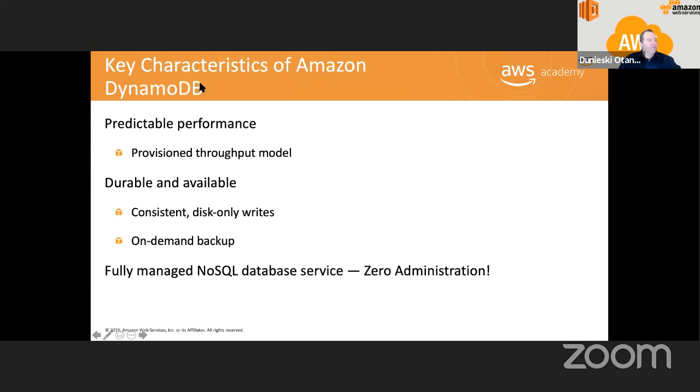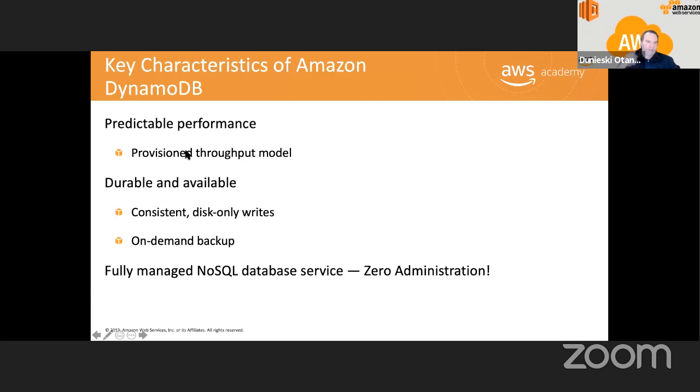So the key characteristics of Amazon DynamoDB: predictable performance, provisioned throughput model, durable and available, consistent disk-only writes, on-demand backups. So if you need it, you do backups; you don't need it, you don't do backups. It's a fully managed NoSQL database service, zero administration, zero. With RDS, you have to configure it. Remember, RDS is managed, not fully managed.